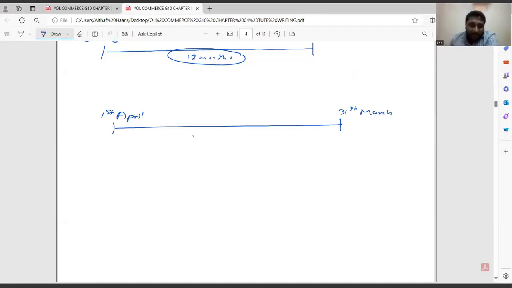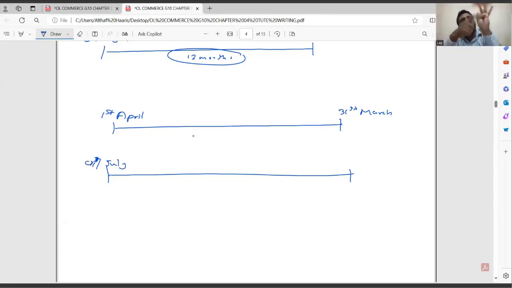In certain companies, different companies, different methods. In certain companies, the financial year will start 1st July. Then what is the last day? If the starting day is 1st July, look: July, August, September, October, November, December, January, February, March, April, May, June. 12 months. What is the last date, people? If June, 30th. 30th June. So this is a financial year for a different company.